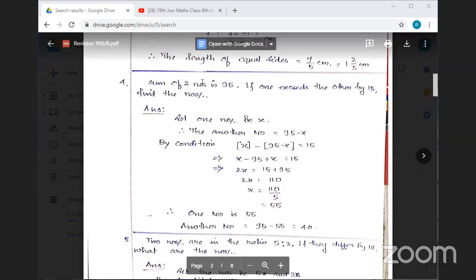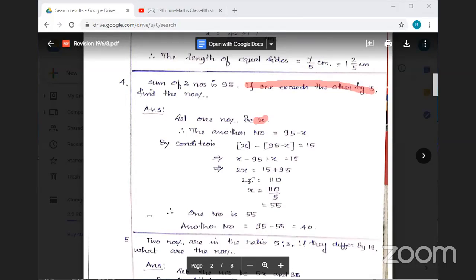Sum of two numbers is 95. One exceeds the other by 15. What is meant by exceeds? Exceed means it is more. Find the numbers. Now, one number you take as x.